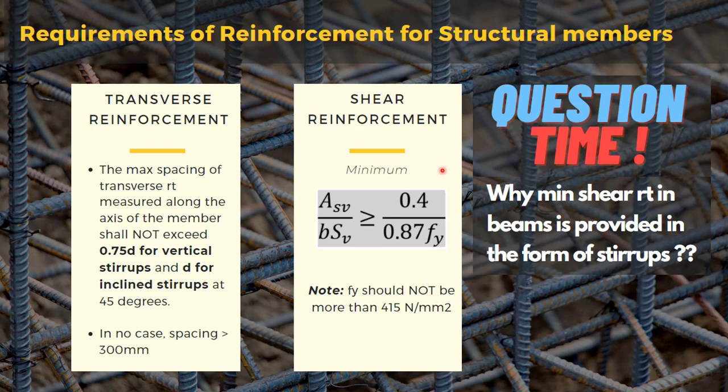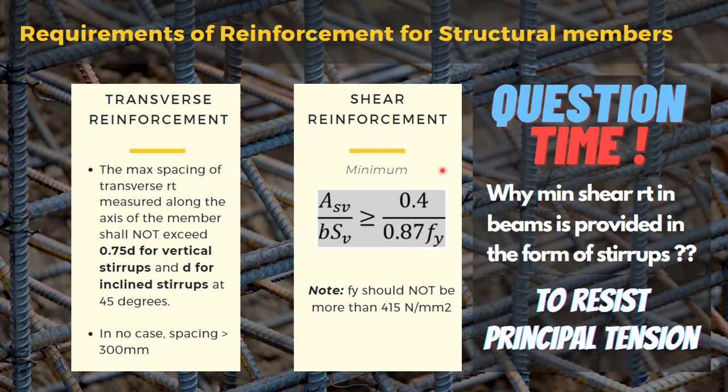The answer is, to resist principal tension, we are providing minimum shear reinforcement. The section at which the inclined crack in a beam without shear reinforcement is formed first is taken as the shear strength of concrete. Actually, shear strength of concrete is nothing but the section at which the inclined crack in a beam without shear reinforcement is formed, as the difference between loads corresponding to the first crack and ultimate failure is very small. Formation of such a crack occurs when the principal tensile stress reaches the tensile strength of concrete.